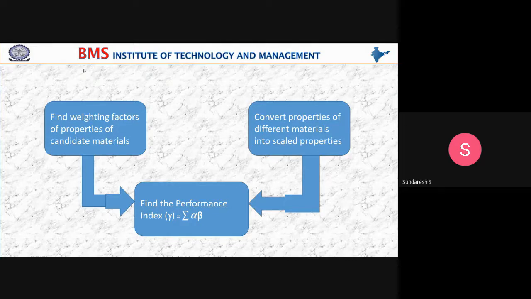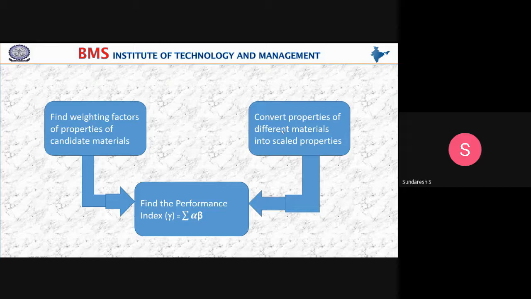So in a sense here, first you are finding out the weighting factors of the properties based upon the importance, and converting the properties of the different materials into scaled properties. That's what I was talking about. So the most important material will be given 100%, and later on, you keep on giving the importance for the other materials also.